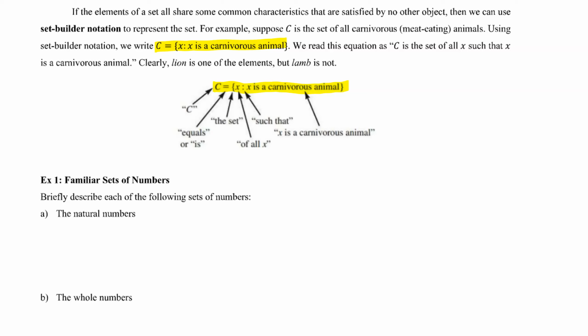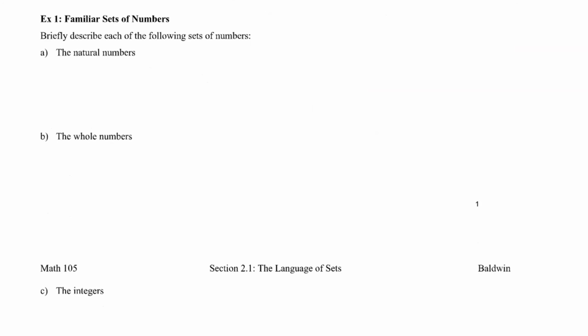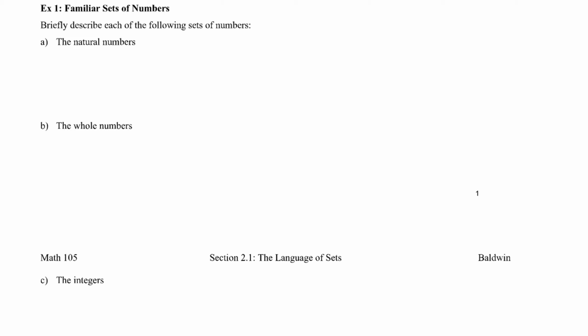So we're going to spend some time starting off just looking at how we can describe different sets of numbers. The first set we have is called the natural numbers. Another way to refer to this, and you'll see that as you're going through the homework, is that the natural numbers are also referred to as the counting numbers.